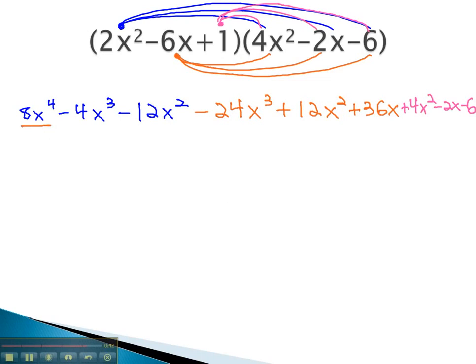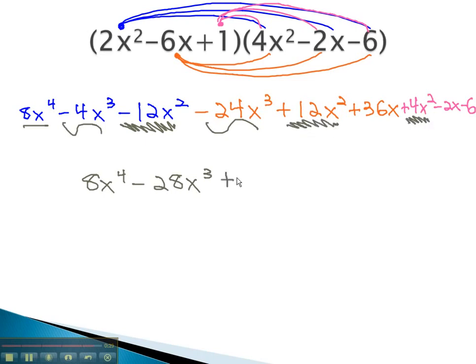There is no term like the 8x to the fourth. Negative 4x cubed and negative 24x cubed is negative 28x cubed. The negative 12x squared plus 12x squared plus 4x squared is positive 4x squared. 36x is like the negative 2x, giving us 34x. Finally, negative 6 completes our problem.